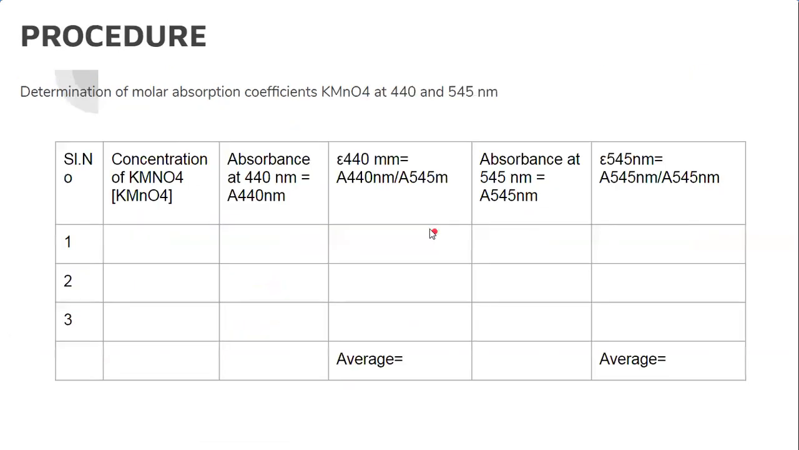In the same manner, we find the molar absorption coefficient of KMnO4 at 440 and 545. So this is one first step. Our procedure involves how many steps? There are 3 steps. The first step is the determination of the molar absorption coefficient of KMnO4 as well as potassium dichromate at 440 and 545 nanometers. So that is the first step.